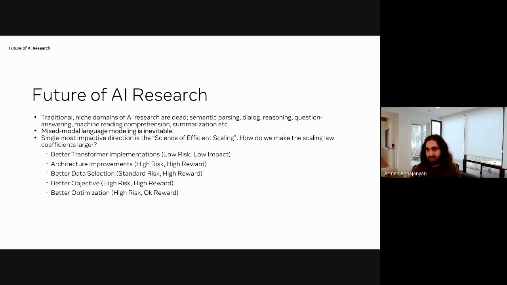So if you're interested in pure language modeling research, I think the single most impactful direction that we have is something that we call the science of efficient scaling. Fundamentally, how do we make the scaling law coefficients larger? How do we increase the speed of training these models? So realistically, I think there are about five subdomains that are there.